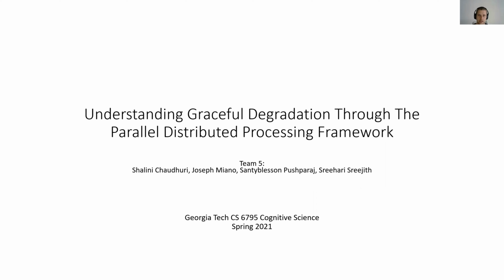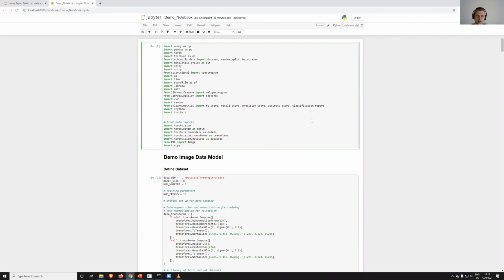Our topic is understanding graceful degradation through the parallel distributed processing framework. In this project, we model sensory damage and brain damage in neural networks via audio data and image data modalities. Now we'll go through a demo of our project.